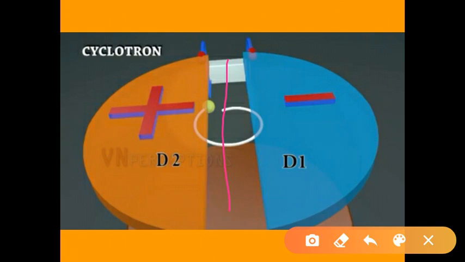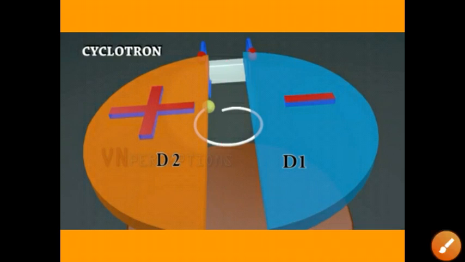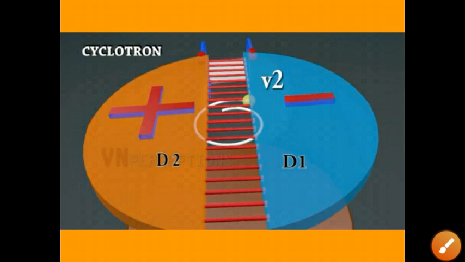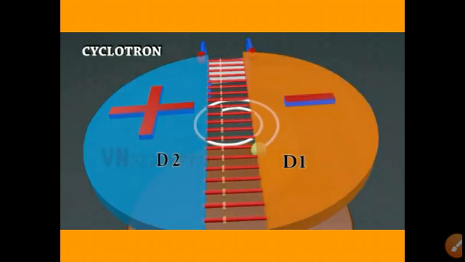Therefore, again the speed is increased and reaching this point in D1, speed is again increased to V2. The same process will continue. Inside the D1 there is no electric field, only perpendicular magnetic field is there. So it will follow a circular path. Then at this time the polarity is changed.